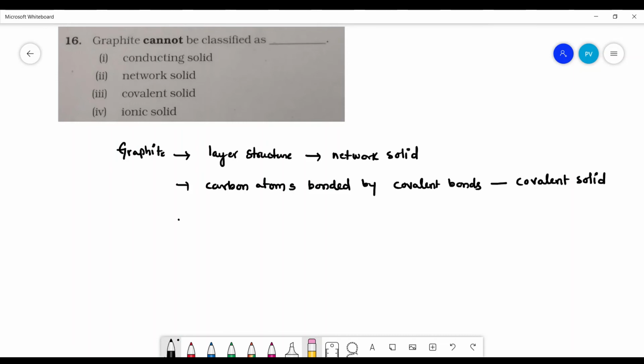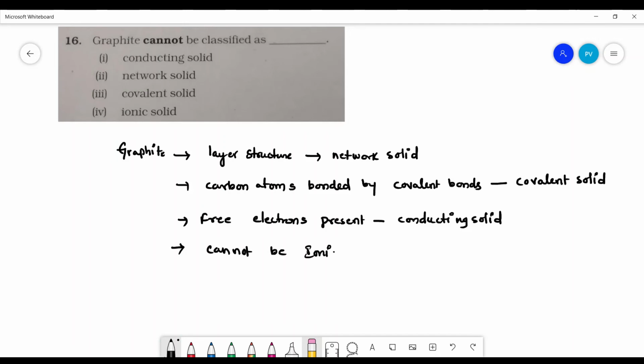Due to free electrons being present, it is a conducting solid. But it cannot have dipoles, so it cannot be an ionic solid. So the answer is the fourth option.